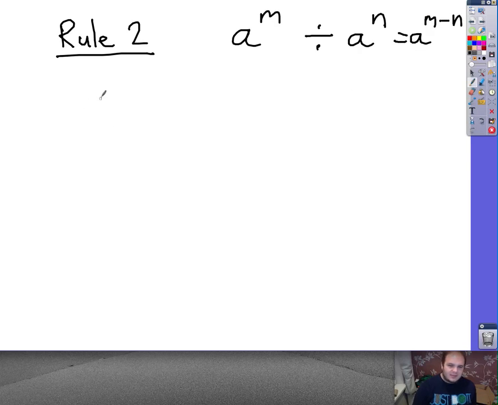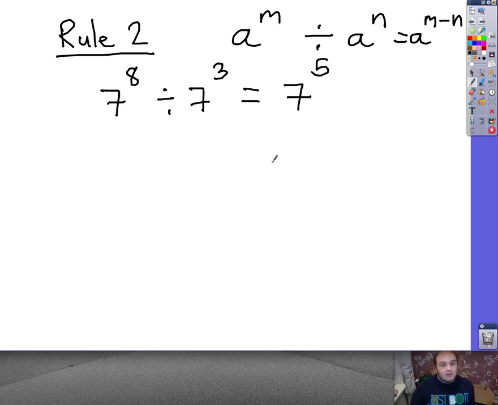Right, so quick example, if I've got 7 to the power 8 divided by 7 to the power 3, I've shown you why this works, the cancelling thing. We just do 8 take 3 is 5, so the answer is 7 to the power 5. Okay, nearly done, just one more thing to look at. Hopefully you've been making notes as you've been going through.